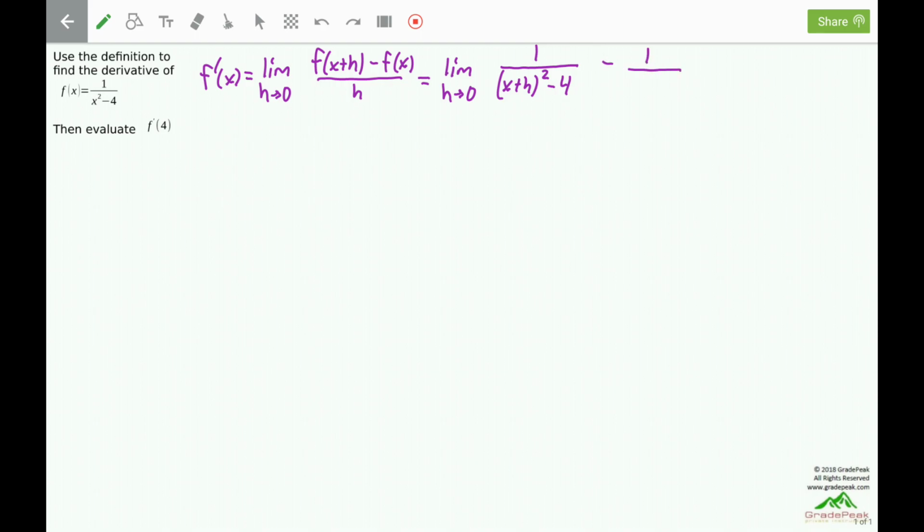Subtract from this f of x, and then all of that's over h. This is a 0 over 0 indeterminate form and will continue to be until we can take an h in the numerator, factor it out, and cancel with the h in the denominator.